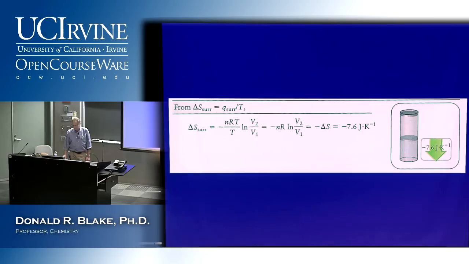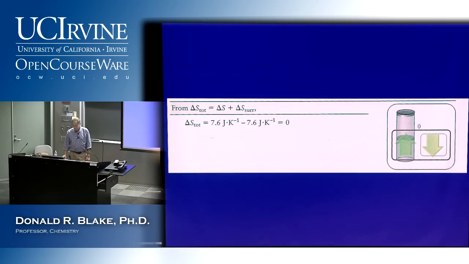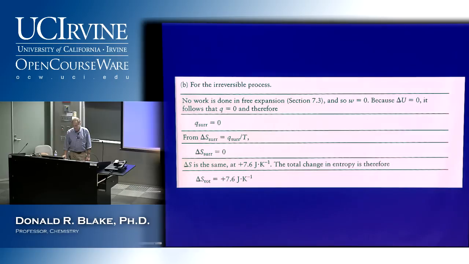Okay? So we figured that out, that's zero. Now this one. Q is equal to zero in that non-isothermal one. Q is equal to zero. So what is zero over T? Zero. So if that part is zero, then we just have the surroundings is equal to zero. And therefore the delta S total was just the system's entropy plus nothing. So we have a positive 7.6.